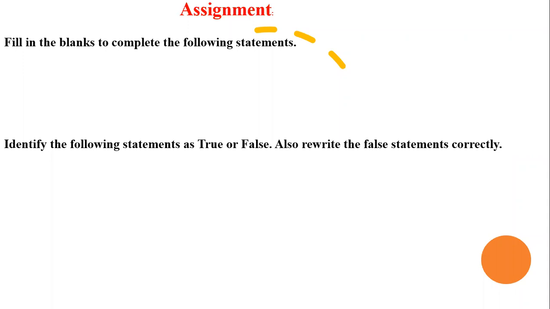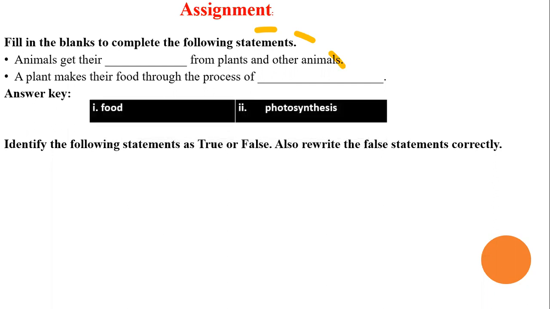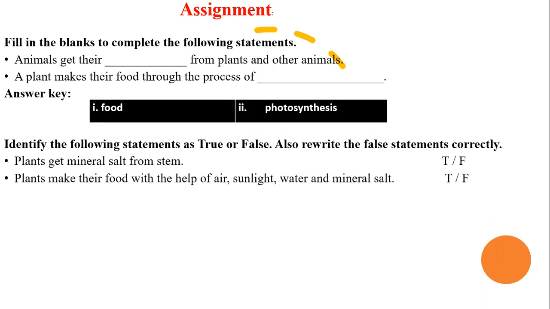Assignment. Fill in the blanks to complete the following statements. Answer key. Identify the following statements as true or false. Also rewrite the false statement correctly. Answer key.